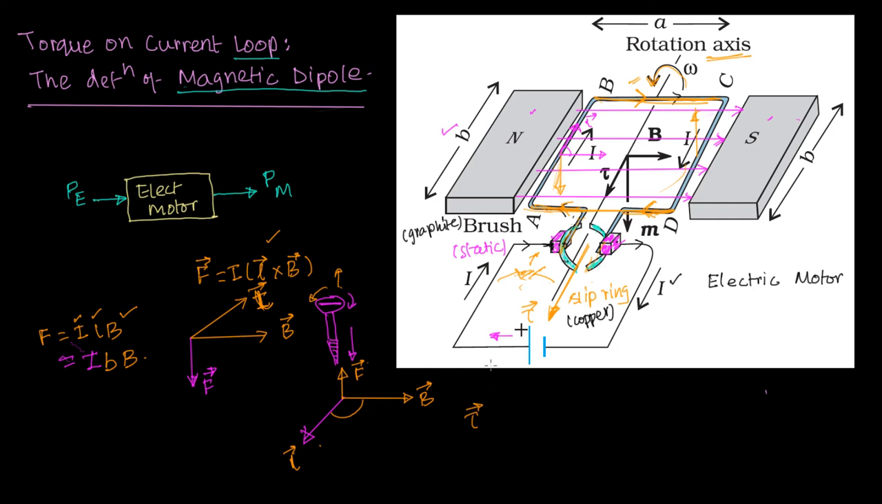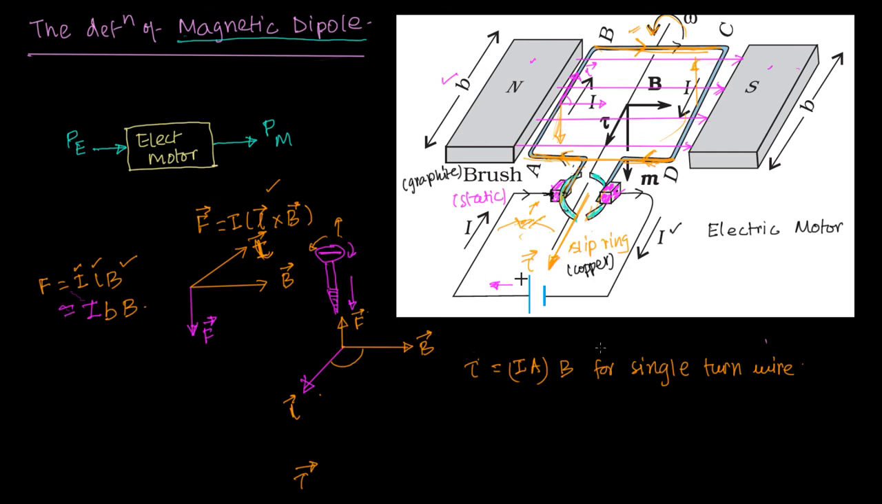What were we given? We were given that our torque is IA into B for a single turn of wire, right? What if the wire is not a single turn wire? If it's a multi-turn wire? This is only single turn, no? If there are two such rounds of this, what should have happened? Twice of that, no? So this torque should become NIA into B, magnitude-wise, for multi-turn wires.